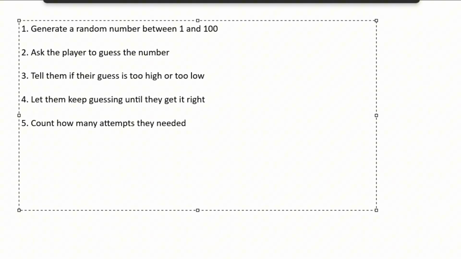Let's break this down step by step. First, we need to think about what we've learned so far. To generate a random number, we'll need Python's random module, variables to store our random number and the player's guess, a way to get input from the user, a loop to allow multiple guesses, and conditional statements to check if the guess is correct. Don't worry if you don't know all of these concepts yet. That's exactly why we're doing this challenge.